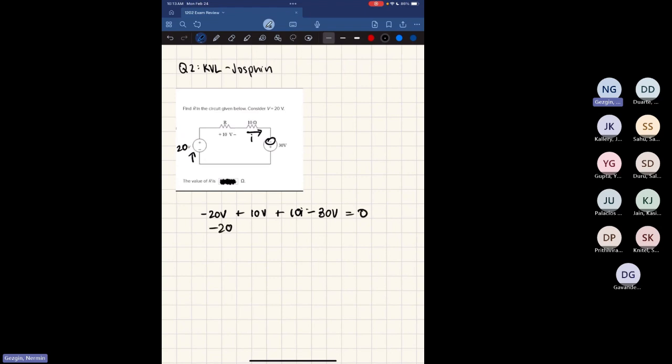So from here, you can just solve for I, which should give you 4 amps. So once you know what I is, they're asking you for what R is. So again, this is Ohm's law. We have 10 volts, we have 4 amps, and we have R. So from there, we can just solve for R, which should give us 2.5 ohms.